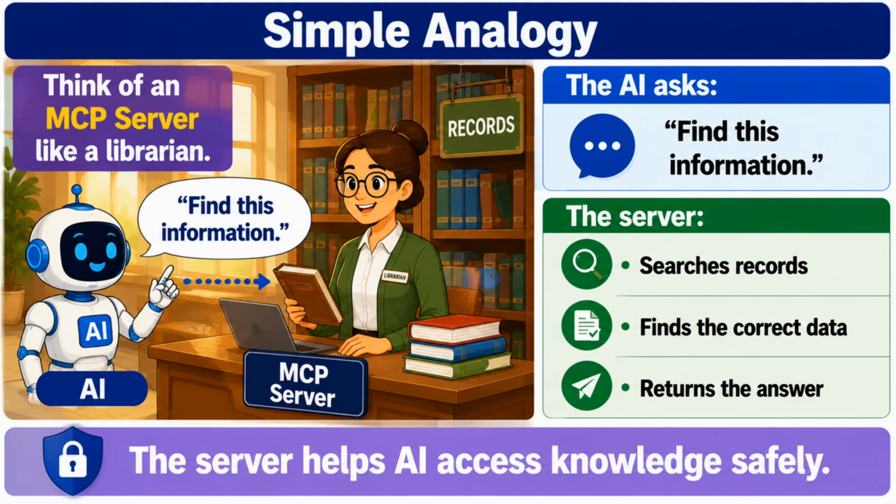Now we will see a simple analogy. Think of an MCP server like a librarian. The AI asks, find this information. The MCP server searches the records, finds the correct data, and returns the answer. The MCP server helps AI access knowledge safely.